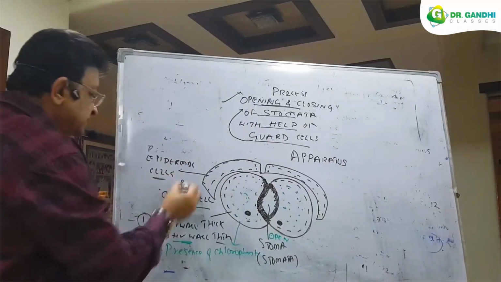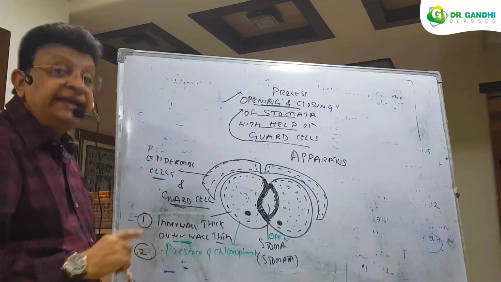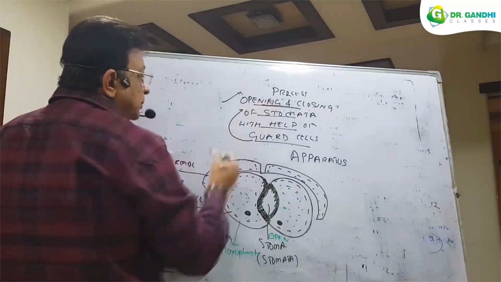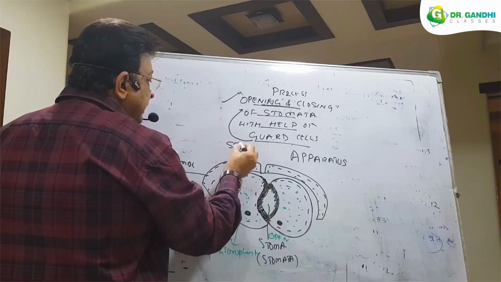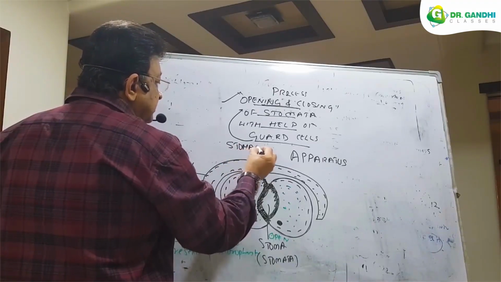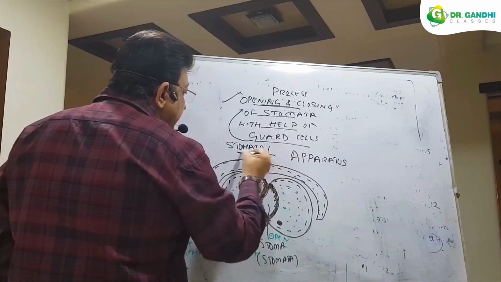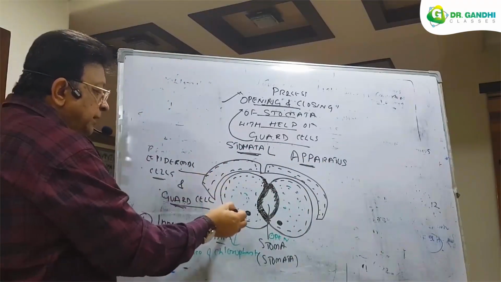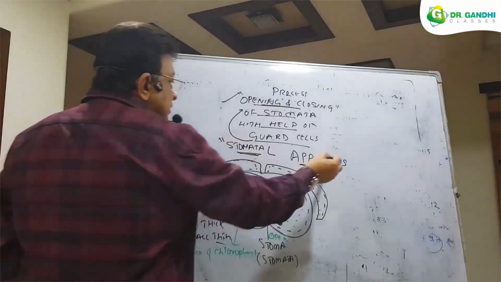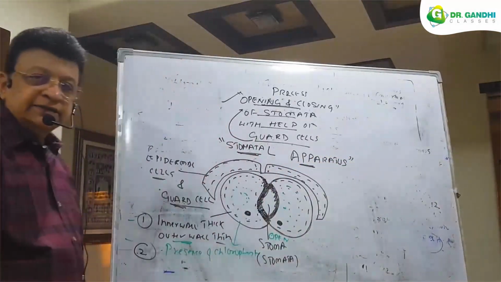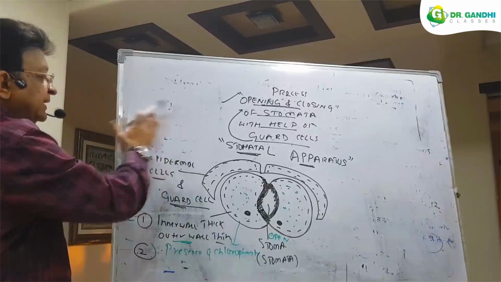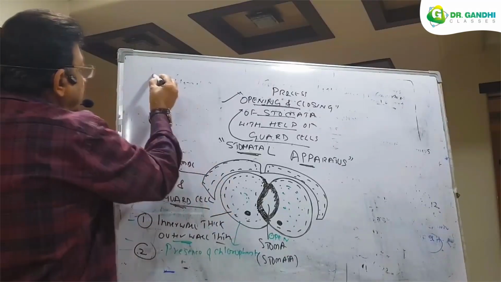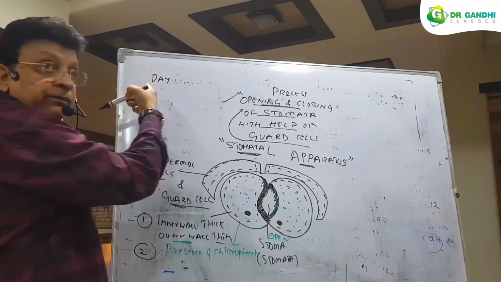The epidermal cell and the guard cells are going to teach me a process called opening and closing of stomata. Therefore, this diagram is called stomatal apparatus. Identify the diagram showing epidermal cell and guard cells. Stomatal apparatus. We now go and see why the guard cells open during daytime.